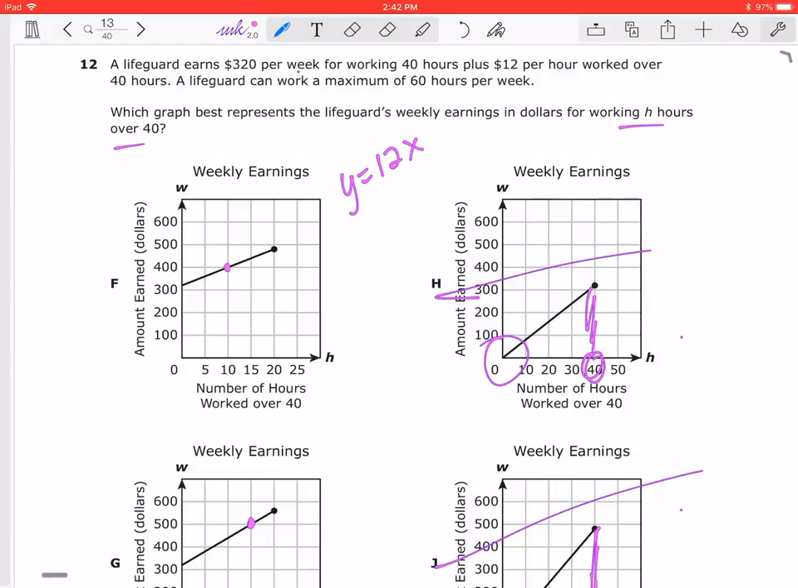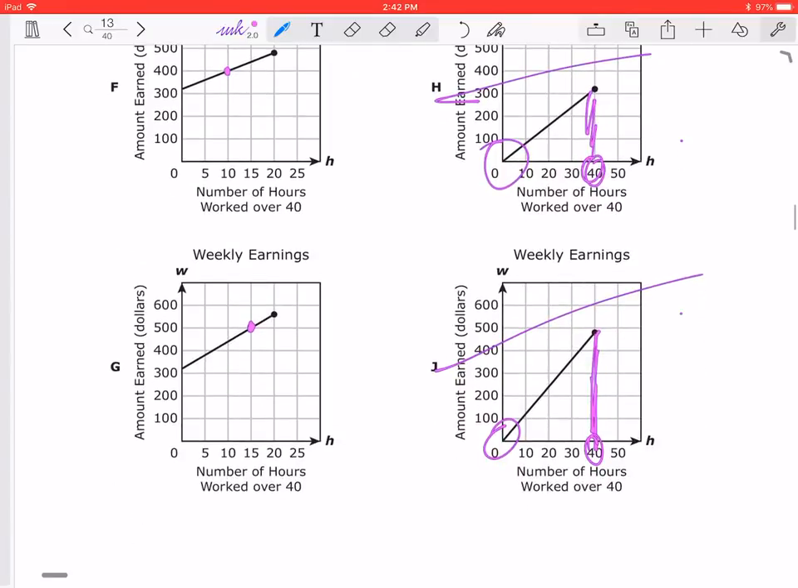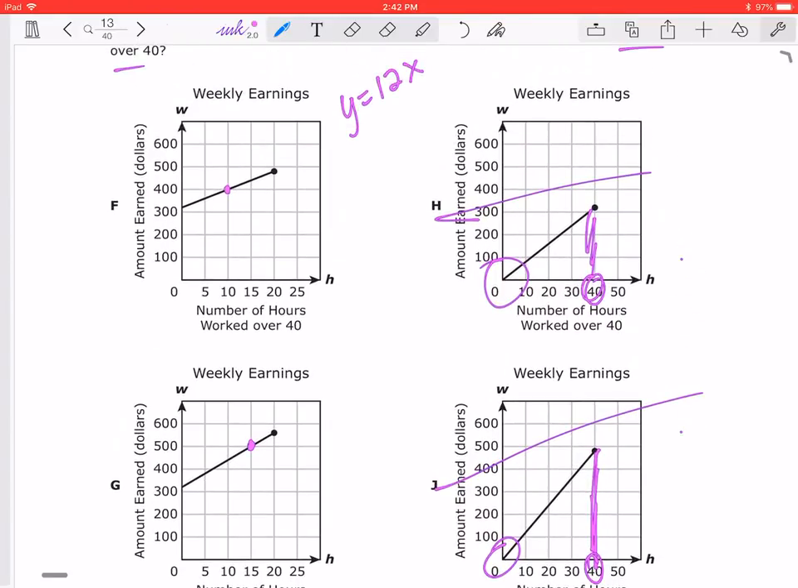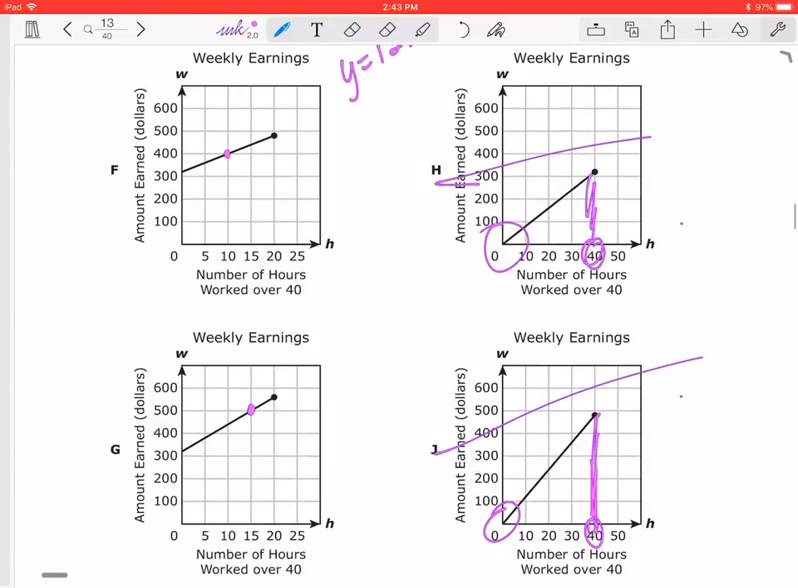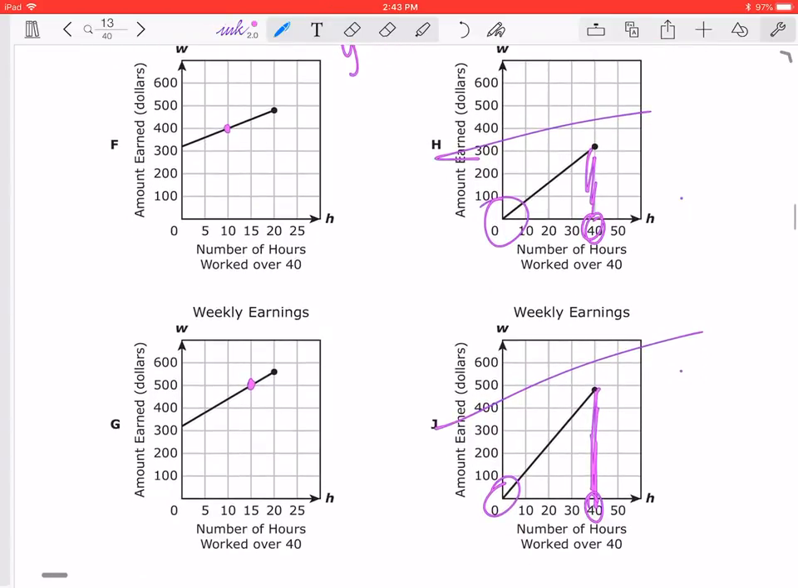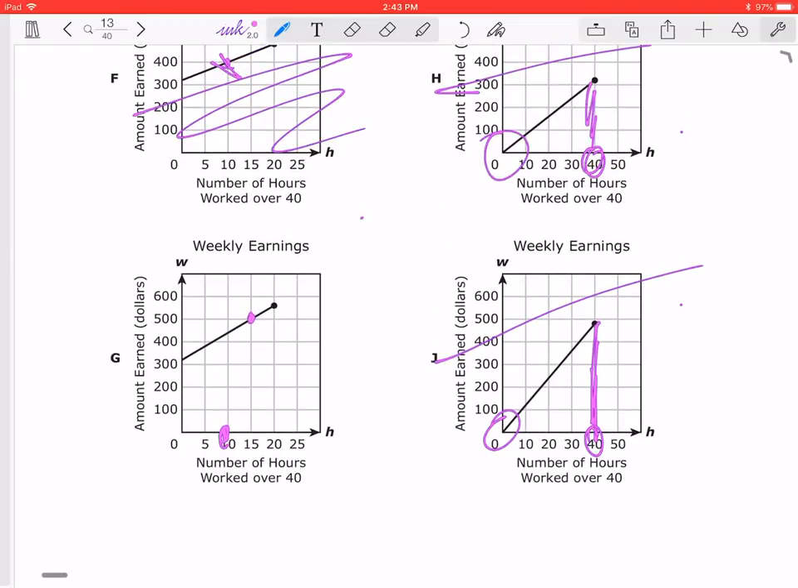Okay? Well, that won't work. Oh, well, plus we have to do the 320 that he's already made. Okay, so 120 plus 320 will give us 440. So I'm going to look down here. So here this won't work because that's at 400. So that means that he would have made $400. So that won't work. But here, that looks really close to it. So I'm going to say that the answer choice is G.